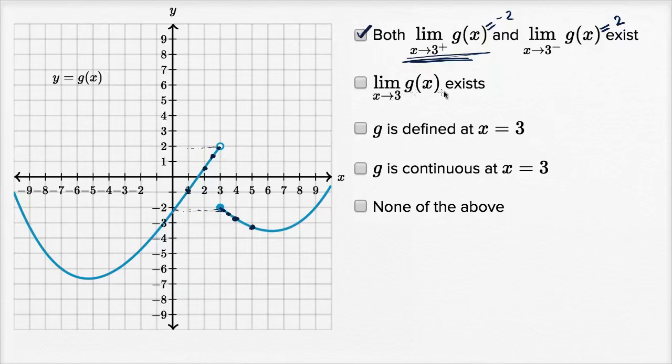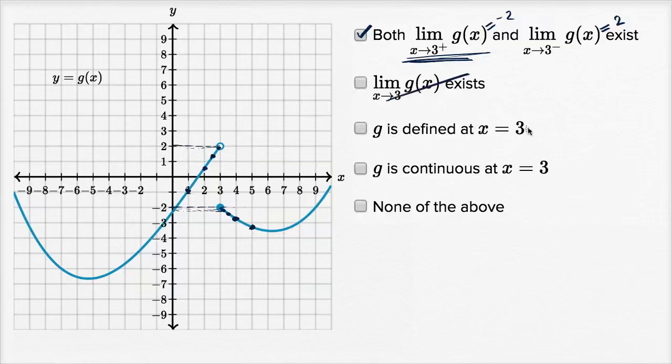Now, in order for this to exist, both the right and left-handed limits need to exist, and they need to approach the same value. Well, this first statement, we saw that both of these exist, but they aren't approaching the same value. From the right, we are approaching -2, and from the left, we are approaching 2. So this limit does not exist. So I will not check that box.